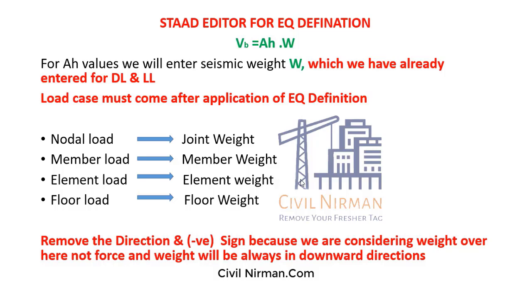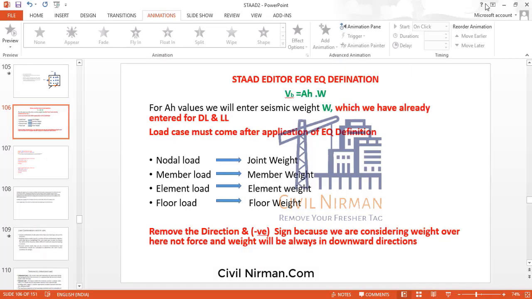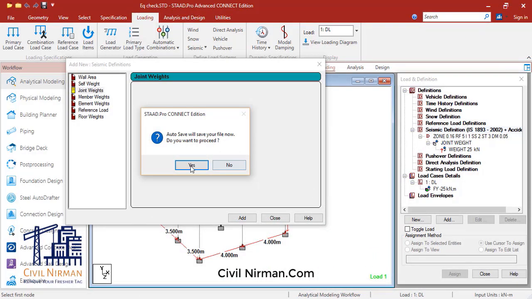So you might have a question: why are we removing the sign, why is the negative sign avoided? Because over here we are considering weight, right, not force. So weight will always be in the downward direction. We are considering weight, so that's why in case of seismic definition we don't provide any particular direction, and we are including weight only, and that will always be in the downward direction. So make sure of that.